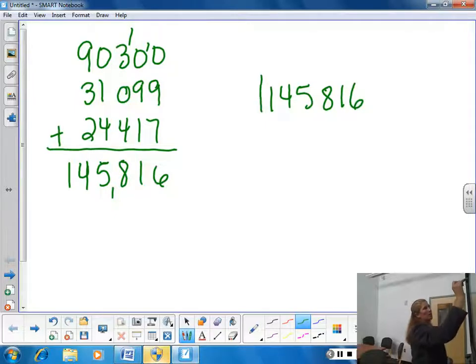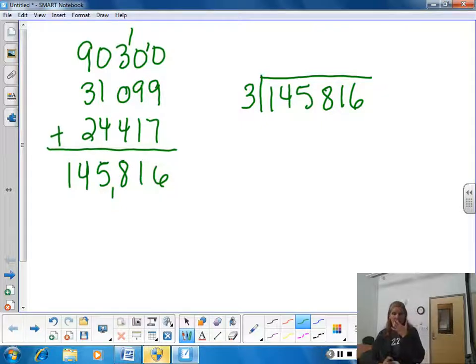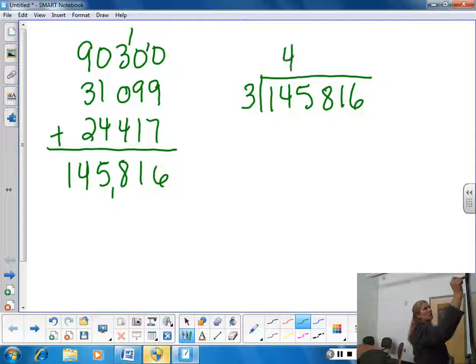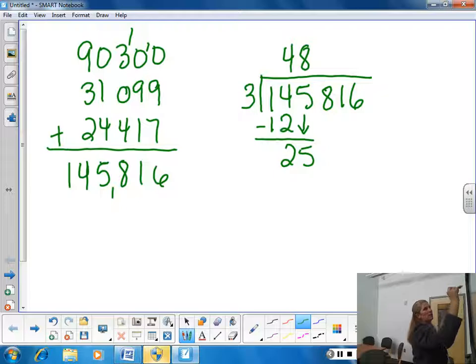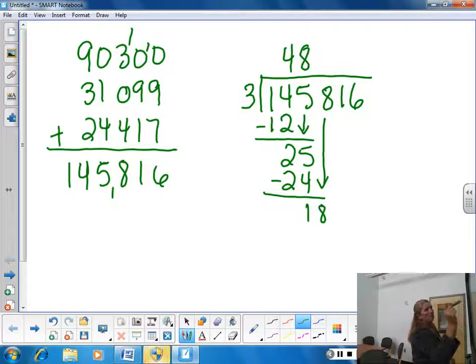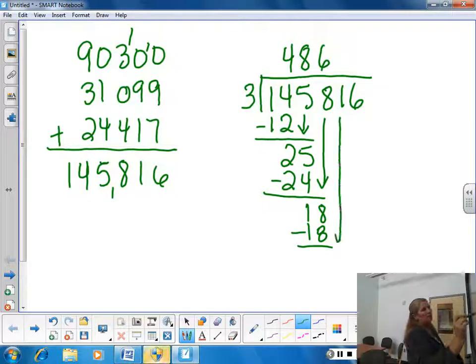And now I take that amount and divide by the number of things I added, or the number of add-ins, and that was 3. 3 doesn't go into 1, but it goes into 14 4 times. Multiplying by 4, we get 12. 3 goes into 25, because we brought the 5 down, 8 times. 8 times 3 is 24. Subtract. Bring your 8 down. 3 goes into 18 6 times. That's exactly 18. Bring your next number down, your 1.